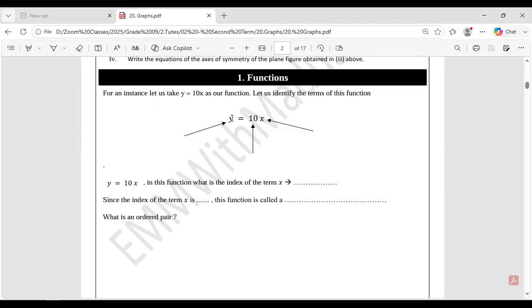First of all, I have mentioned y equals 10x, and I have given some three arrows like this. So, what is this y called? What is this x called? What is this 10 called? Can anyone tell me what this y is called?